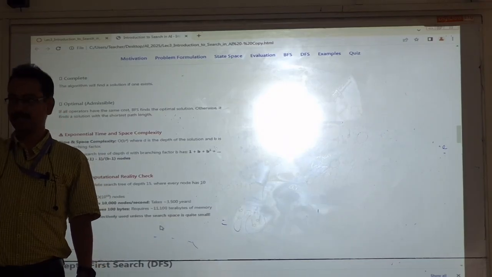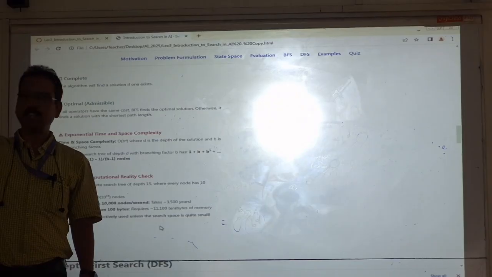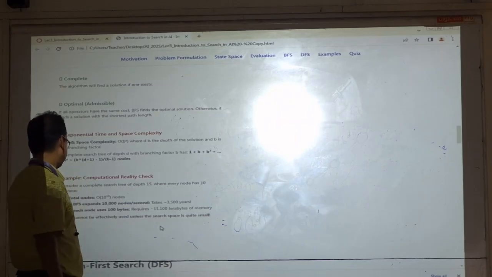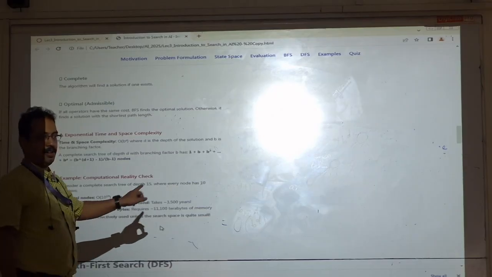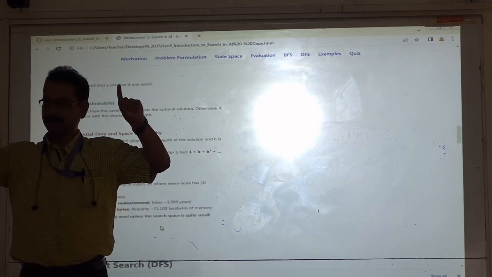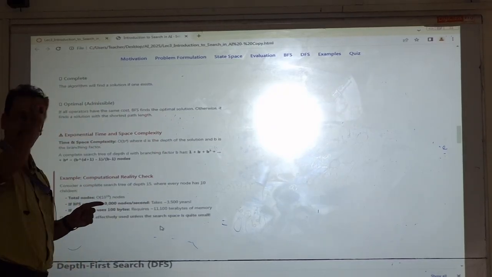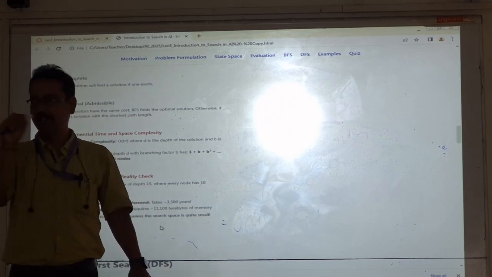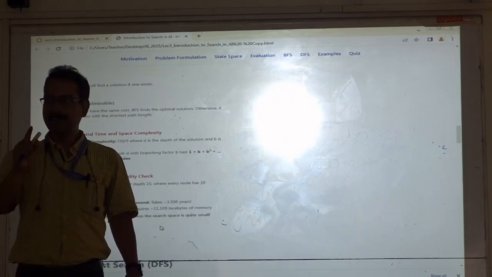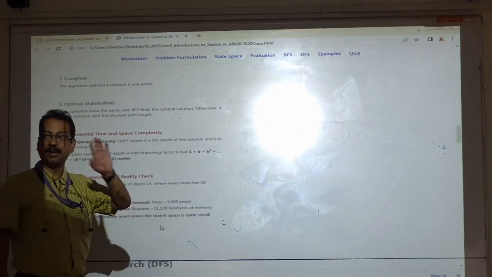1 plus b square plus b cube, and in this way approximately 10 to the power 15 nodes in total. Now BFS, 10 to the power 15. After 1 there are 15 zeros. If my BFS algorithm searches 10,000 nodes per second, then it will take almost 3,500 years.